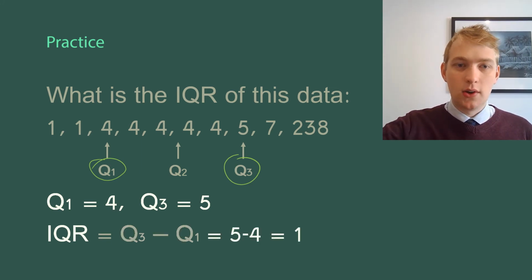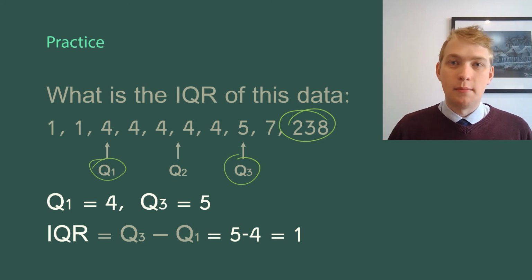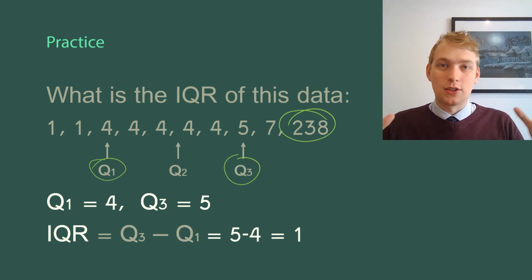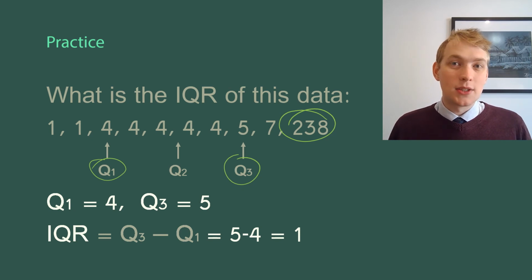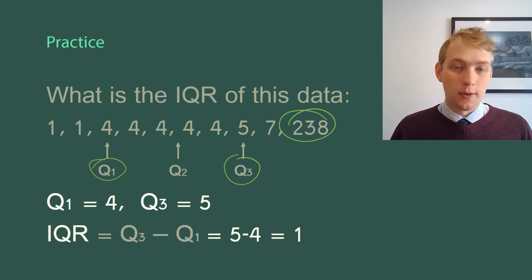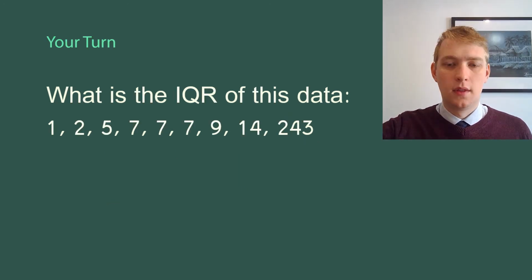Now you can see here, because of this massive outlier, if we had gone for the range, our range would have been 237. So it's suggesting that our data is really spread out and there's not much grouping of it. But when we use the interquartile range, we can see that our data is actually reasonably close together, or the majority of our data is.